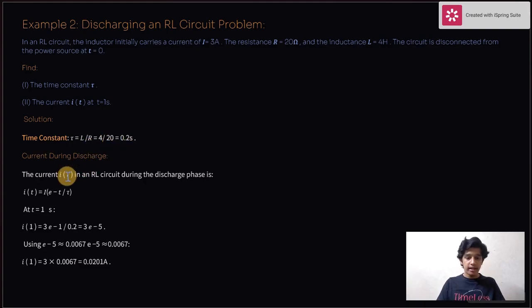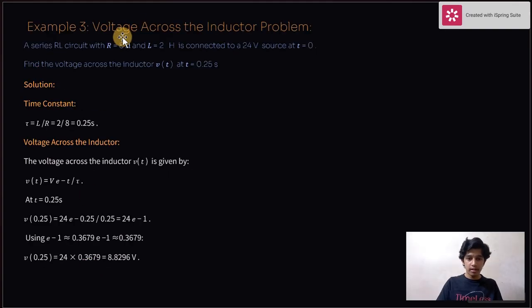Current during discharge. The relation of current and time during discharging of an RL circuit is given by the formula I of t equal to I into e raised to minus t by tau. Substituting the value of time 1 second in the formula, we get I of 1 equal to 3 into e raised to minus 1 upon 0.2, which is 3 into e raised to minus 5. Using the value e raised to minus 5 is 0.0067, that is equal to 3 into 0.0067, which is equal to 0.201 ampere.